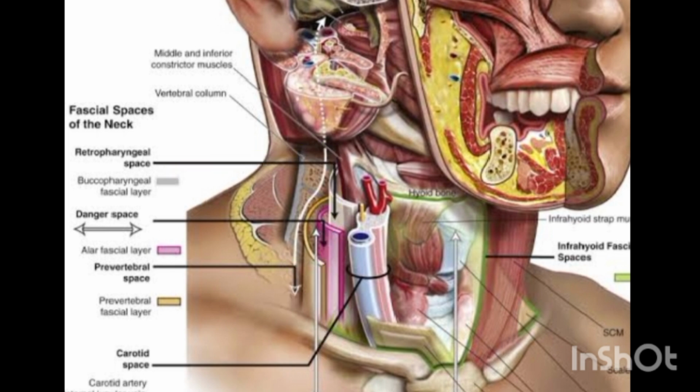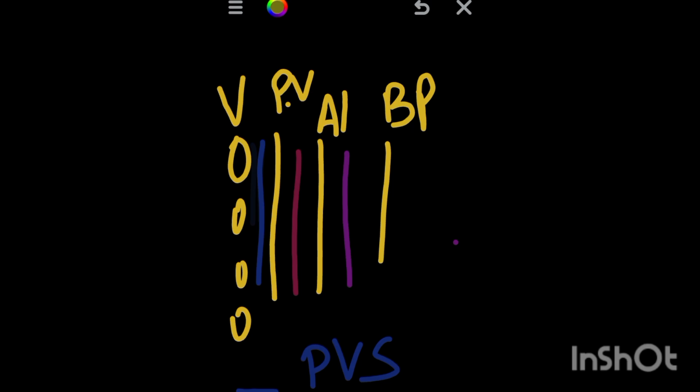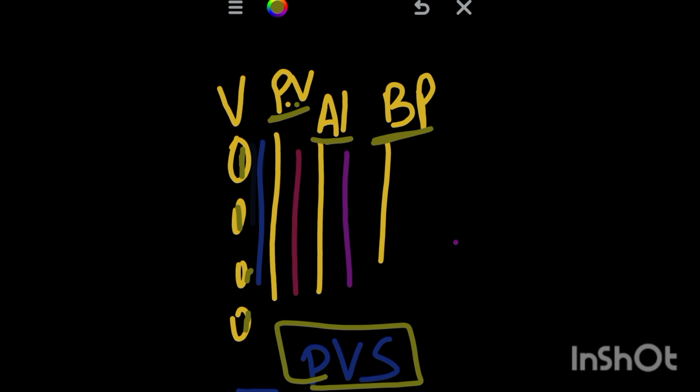Let me show you another picture. Spaces of the neck. These are the vertebrae shown in the yellow color. And this is the prevertebral fascia shown in yellow. This is the alar fascia and this is the buccopharyngeal fascia. We have three fascias. Between the vertebrae and the prevertebral layer of the prevertebral fascia, we have the prevertebral space. This is the prevertebral space shown in the blue.